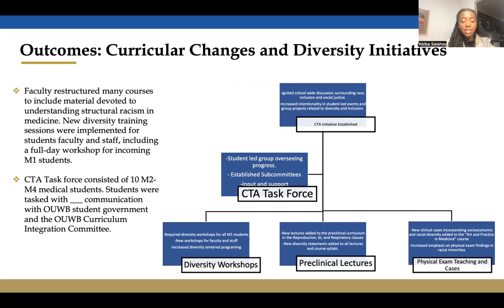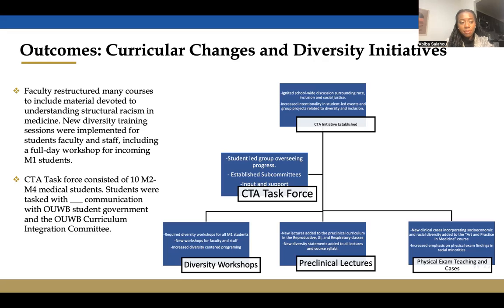as a result of the CTA, we also saw changes in some of the preclinical organ system lectures. Following the CTA, all of the organ system courses updated the course syllabi in order to include a diversity statement. In addition to that, all of the course lectures included a new diversity statement. 4 of the 9 organ system courses specifically updated the course material in order to include new slides, as well as new lectures to reflect the proposed changes in the CTA.